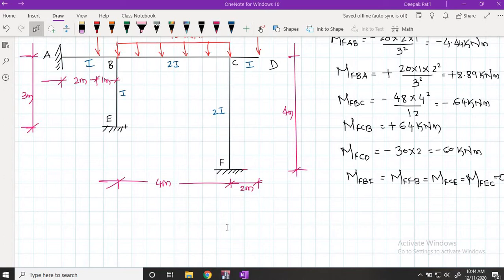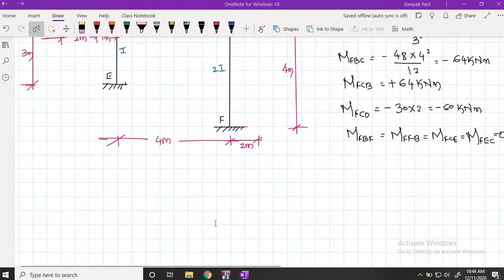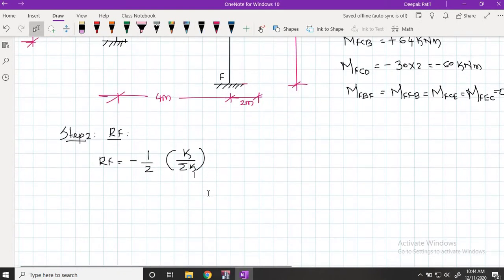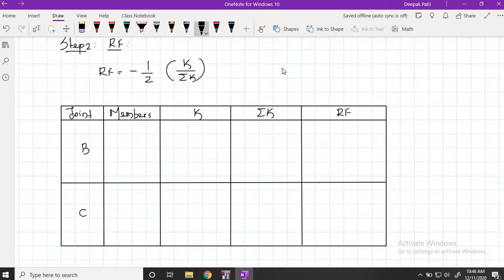To start with, the next step should be the rotation factor. You know the formula to calculate the rotation factor. Let me just write that. So this is the formula to calculate the rotation factor. Let me make a table format in which we will calculate the rotation factors. Now we need to calculate the rotation factors at two joints, that is at B and C. Now at B, three components are joining.